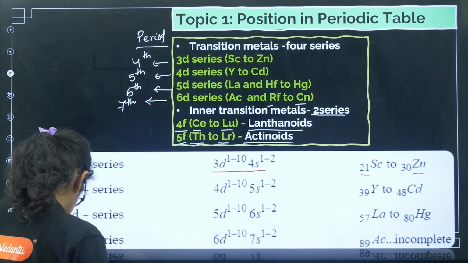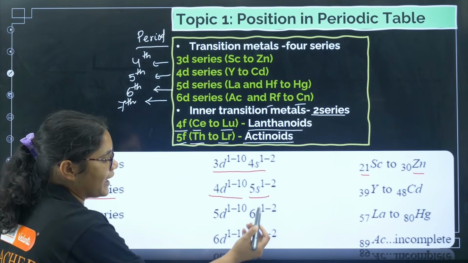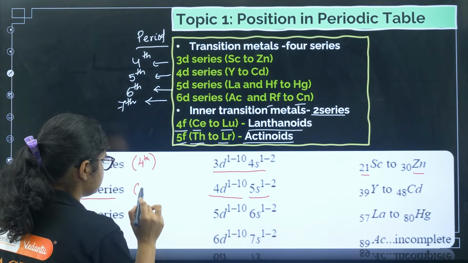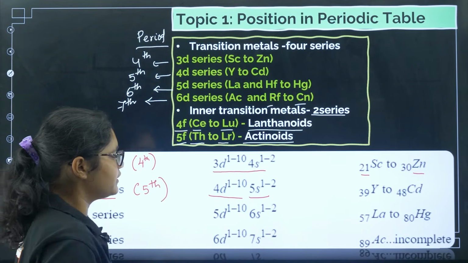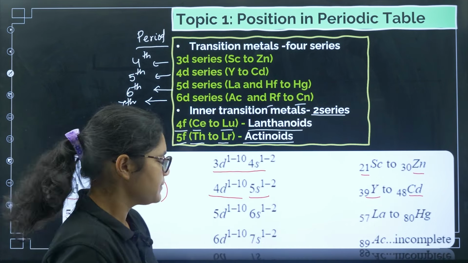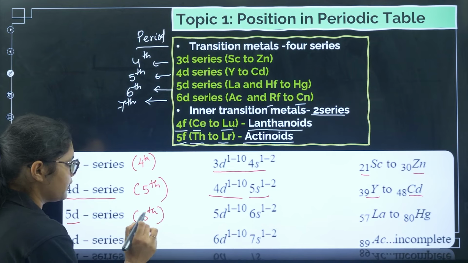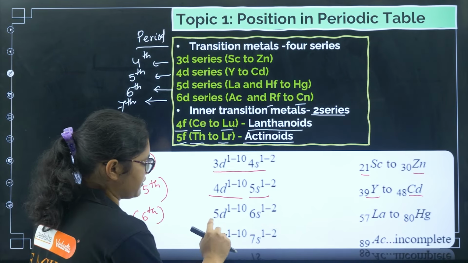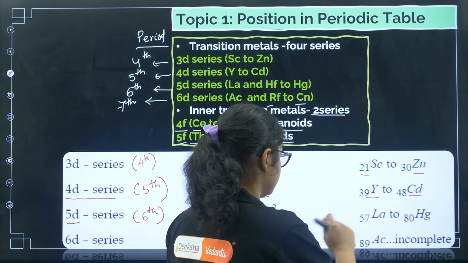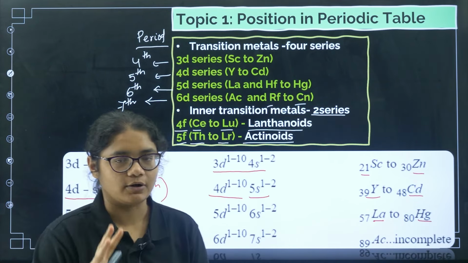Now coming to next series, that is your 4D series. If you see in 4D series, the electronic configuration is 4D 1 to 10 and 5s 1 to 2, okay. So this is your 4th period, this is from the 5th period, okay. Now here it starts from yttrium to cadmium, so 39 to 48, okay. Now coming to the 5D series, the 5D series is in the 6th period, okay. Now here the electronic configuration is from 5D 1 to 10 to 6s 1 to 2. Here the series starts from 57, that is lanthanum, and ends at mercury, that is 80, atomic number is 80.